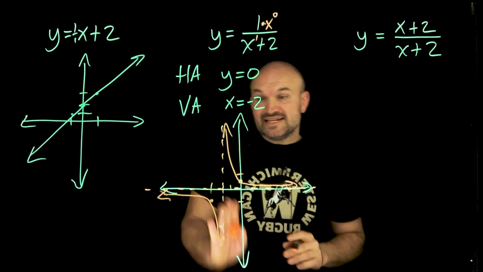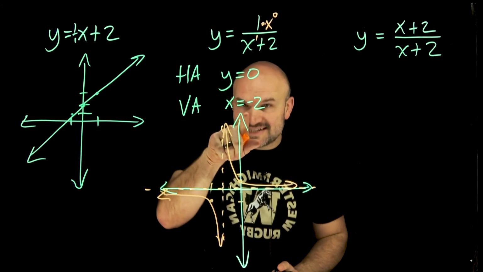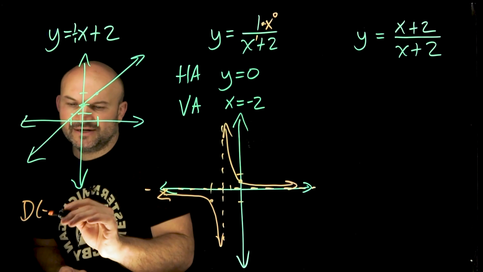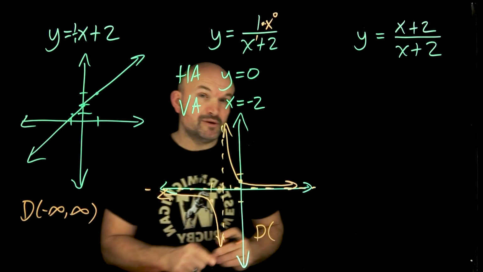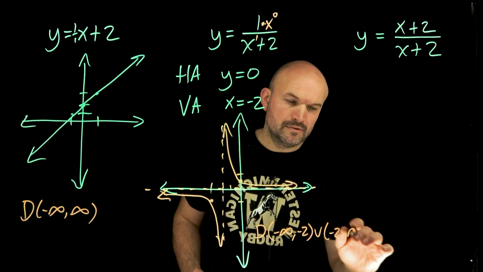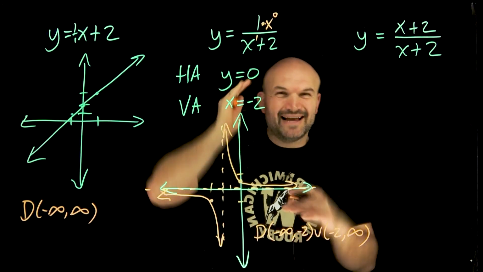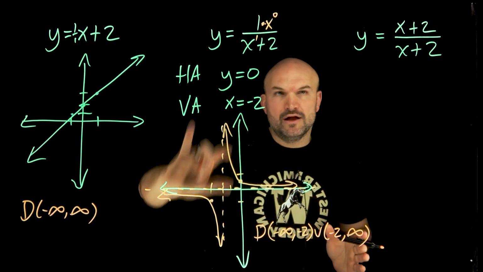In this case, my domain is not all real numbers. My domain is all real numbers except where my vertical asymptote is. So let me write in my domain. Domain here: all real numbers. Domain over here is all real numbers except for negative 2. But we knew the graph based on our horizontal and vertical asymptotes. That's what helped us. Then you can just choose some points to plot and make sure your graph is always approaching those asymptotes.